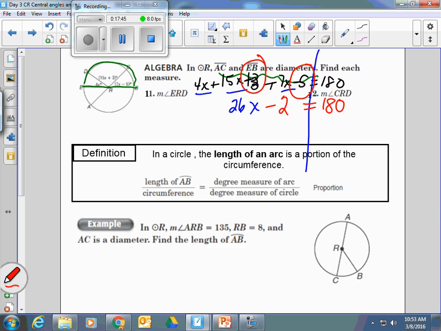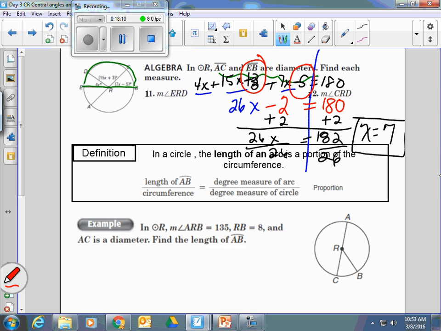Now the what? Add the 2. Good. We're going to add 2 to both sides. So now I have 26 x's, and that's going to be equal to 182. Divide by 26. Y'all are professionals here. So how big is x? 7. So x is 7.